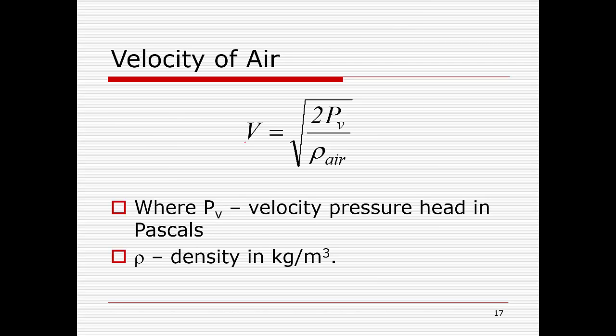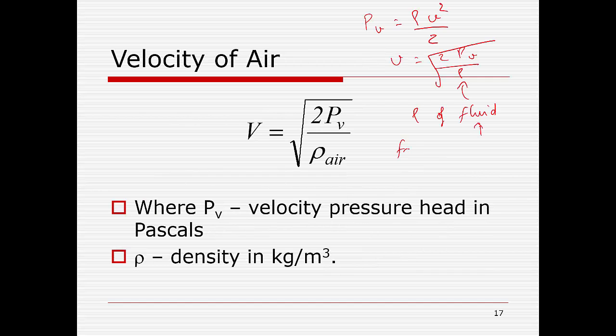Then the velocity of the air is equal to the square root of 2 PV by rho air. If you remember, PV is equal to rho V squared by 2, right? So V is equal to the square root of 2 into PV divided by rho, where rho is the density of the fluid. In case of a fan, the fluid is air, right? So we are putting the square root of 2 PV by rho air.